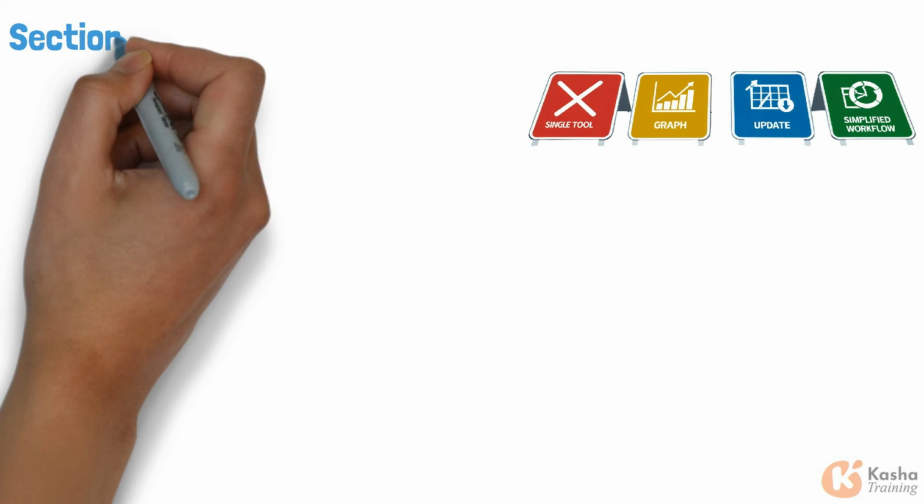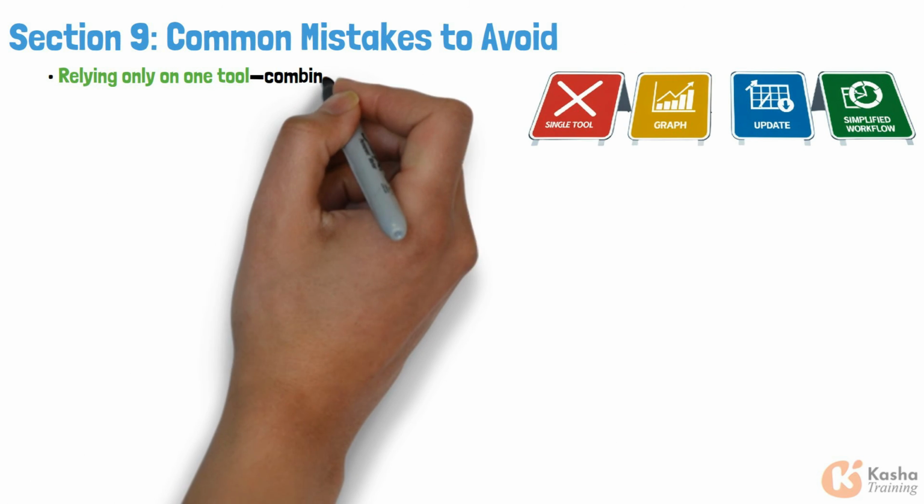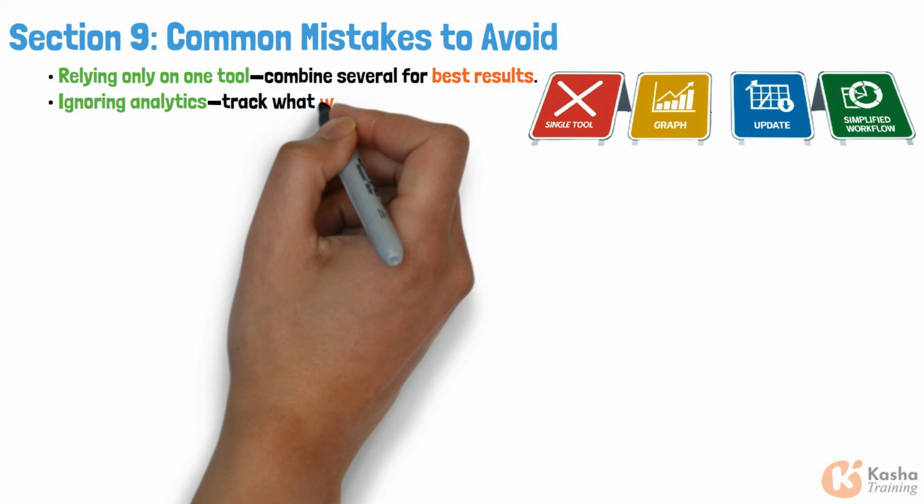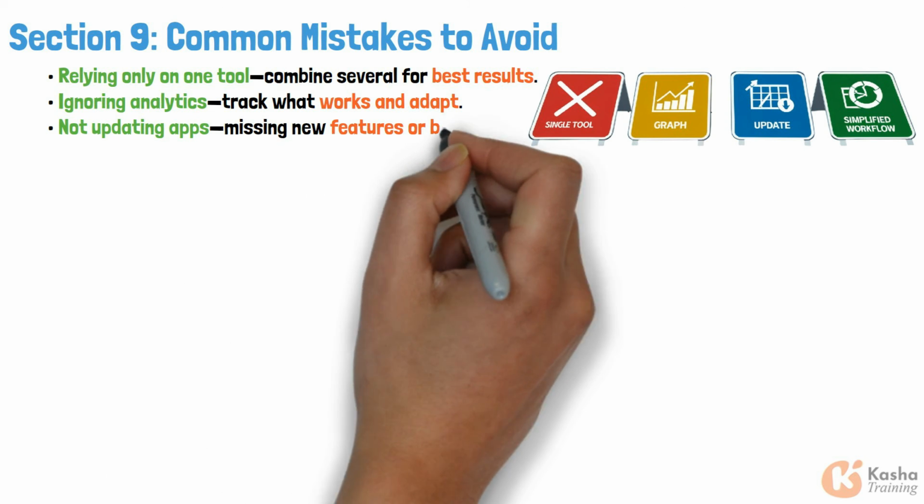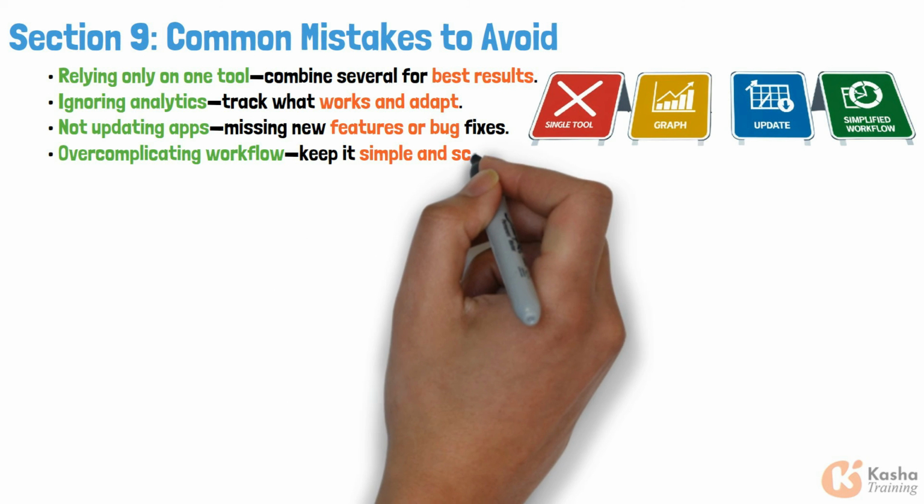Section 9. Common mistakes to avoid. Relying only on one tool; combine several for best results. Ignoring analytics; track what works and adapt. Not updating apps, missing new features or bug fixes. Overcomplicating workflow; keep it simple and scalable.